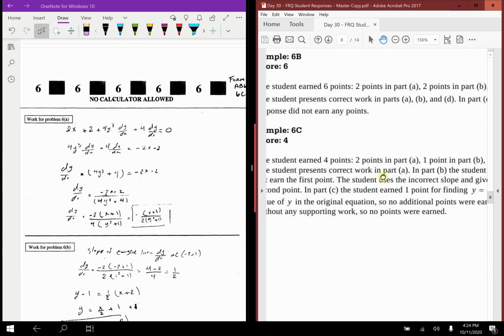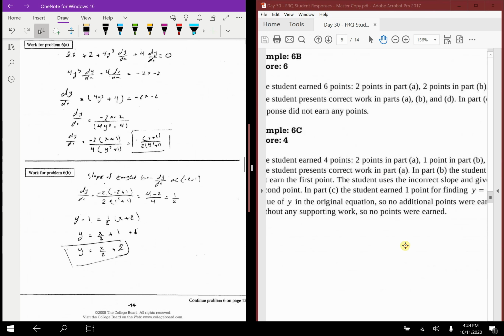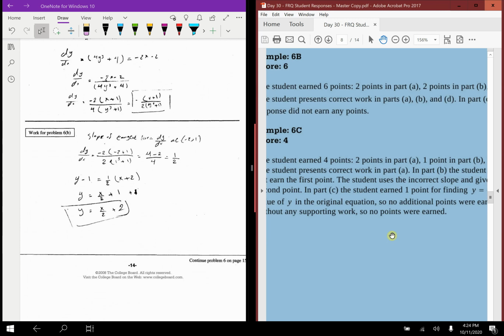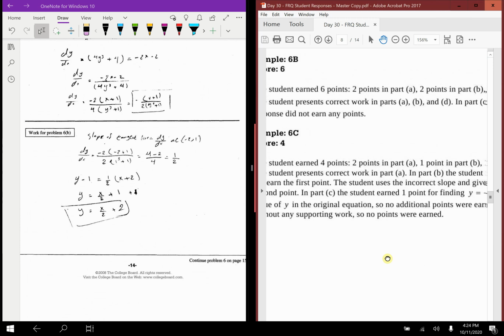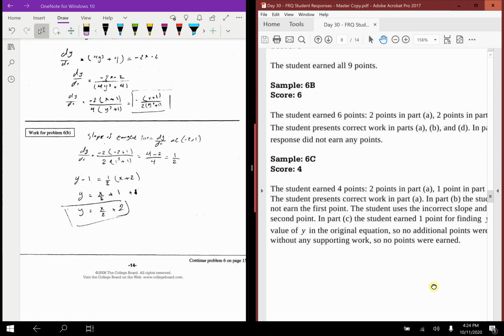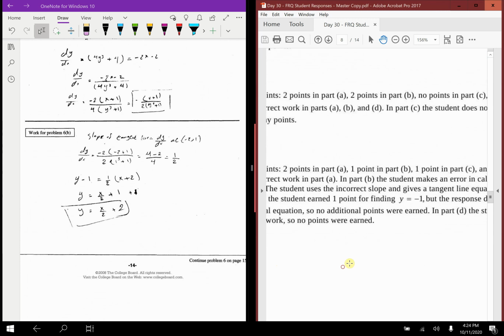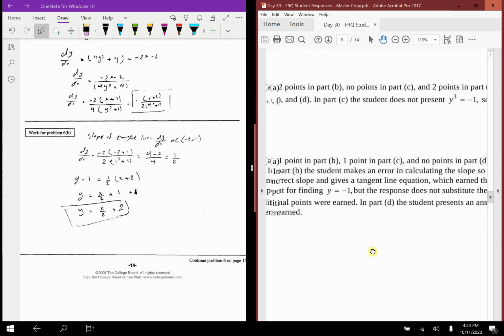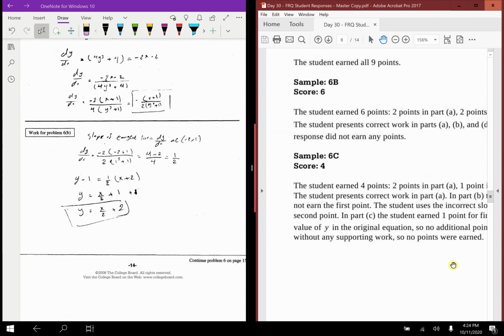Student C, 2 points in Part A. They all did the implicit part very well. Only 1 point in Part B. Why did they receive only 1 point in Part B? Well, let's take a peek. In Part B, the student makes an error calculating the slope, so they don't earn the first point. However, they used the incorrect slope and gave a tangent line, which did give the second point.